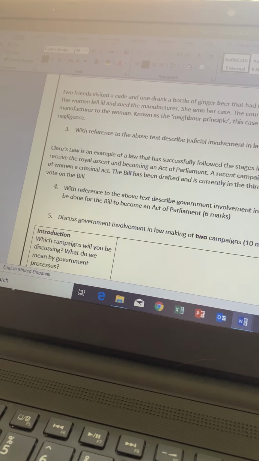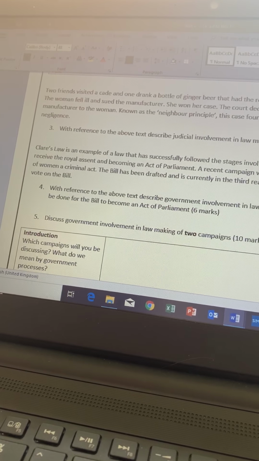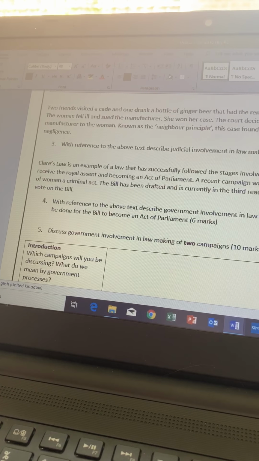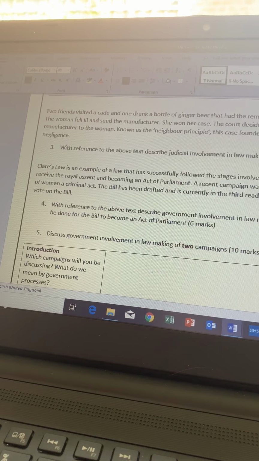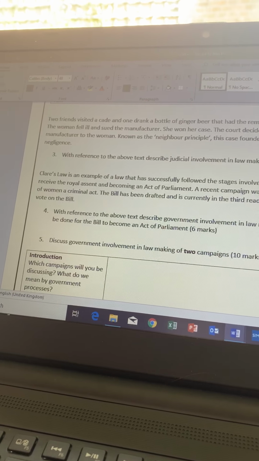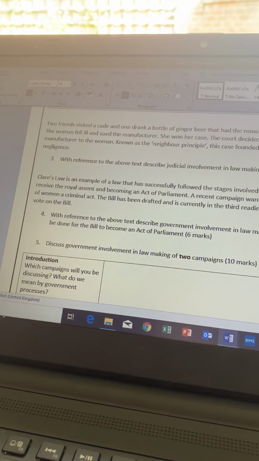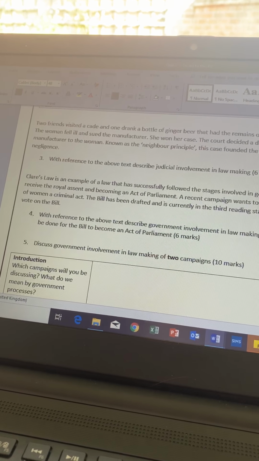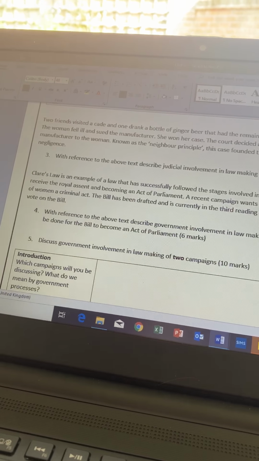Okay, so again, an application question. So Claire's law is an example of law that has successfully followed the stages involved in government lawmaking to receive the Royal Assent, coming from recent campaigns. With reference to the above text, describe government lawmaking, government involvement in lawmaking, and what would need to be done for the bill to become an Act of Parliament.